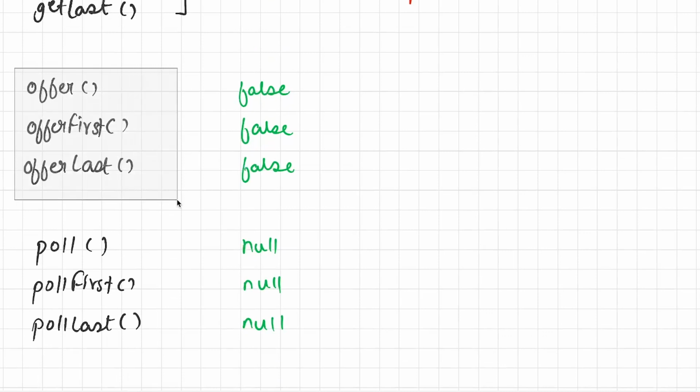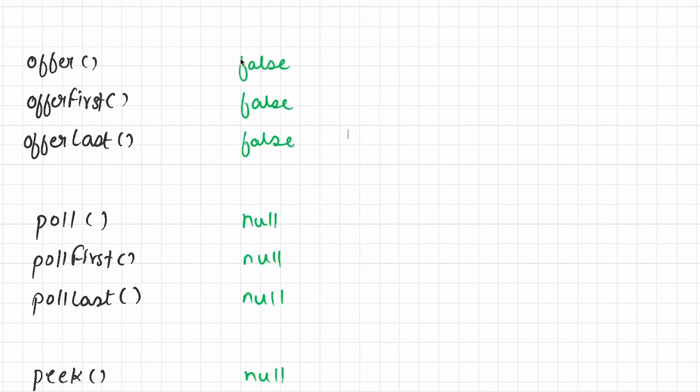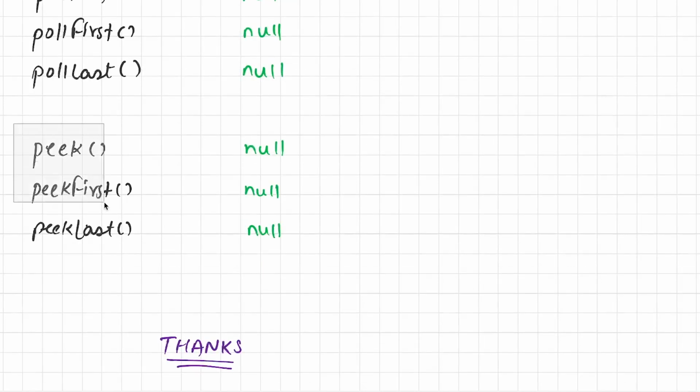On the other hand, there are methods that are equivalent to all of these methods, which are offerFirst and offerLast. These methods are used to add the elements to the front of the queue or the end of the queue. And when called on a queue that is full, they simply return false, and this false indicates that the queue is full and we cannot add more elements to it. The next ones are the pollFirst and pollLast methods, and these methods are used to get and remove the elements from the first position and from the last position, and in case of an empty queue they simply return null.